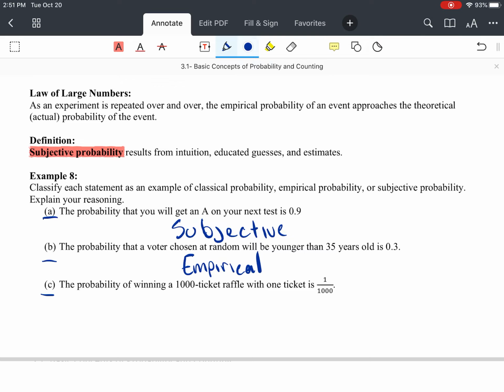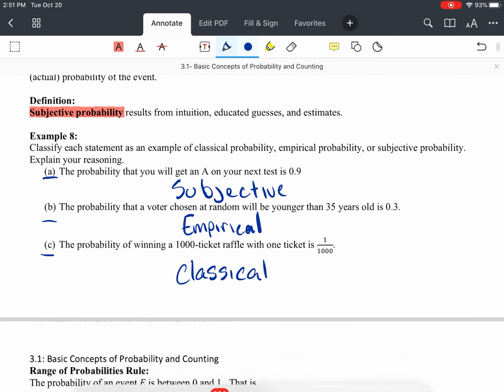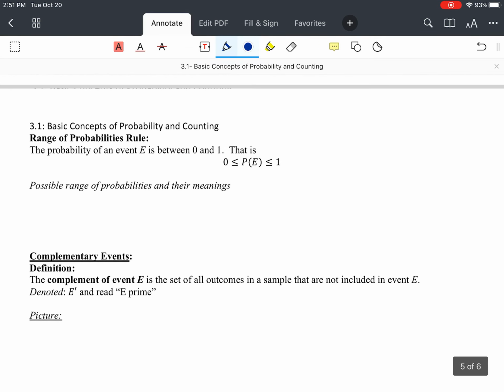Okay, and then finally, the probability of winning a 1,000-ticket raffle with one ticket is 1 in 1,000, and so this one would be your classical or theoretical. So you have a 1 in 1,000 chance that you'll actually receive the prize.